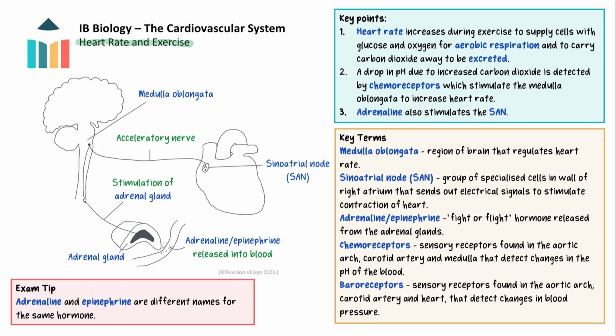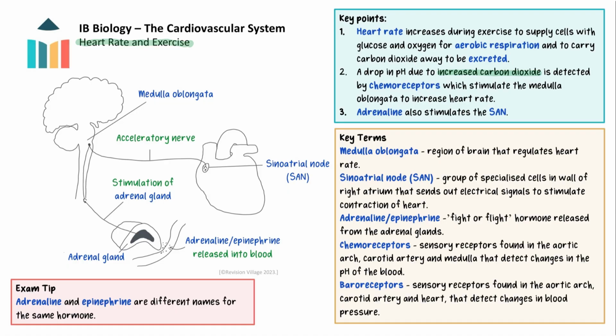When we exercise, our heart rate increases. This is because there is an increase in demand for energy. Therefore, there needs to be an increase in aerobic cellular respiration. If there is an increase in aerobic respiration, then more oxygen is required and more carbon dioxide is released into the blood, which needs to be carried up to the lungs to be excreted. The blood needs to be pumped to the lungs to remove the carbon dioxide and to collect more oxygen.